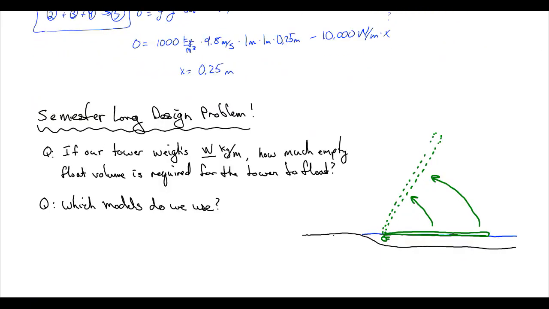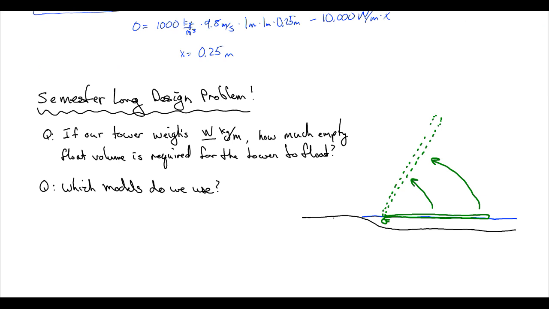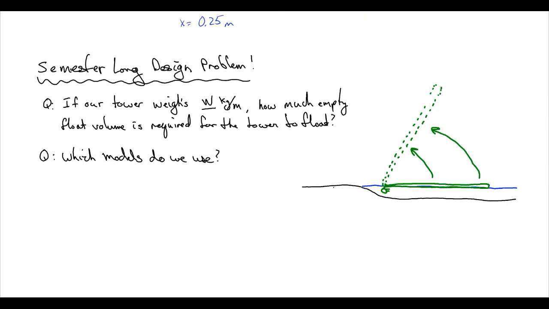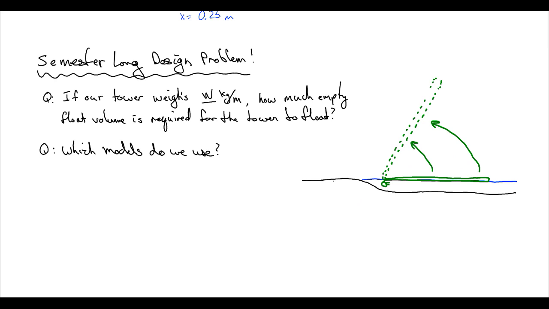Let's talk a little bit about our semester-long design problem. If our tower weighs W kilograms per meter, we don't know how heavy our tower is going to be. How much empty float volume is required for the tower to float? So some context here. This giant tower of awesome that's just going to be spewing, you don't know this yet, but I'm going to tease it a little bit, supersonic sprays of water is going to start floating, right? Because it can't just start sticking up, because how are you going to support it? So it has to start floating on Lake Erie.